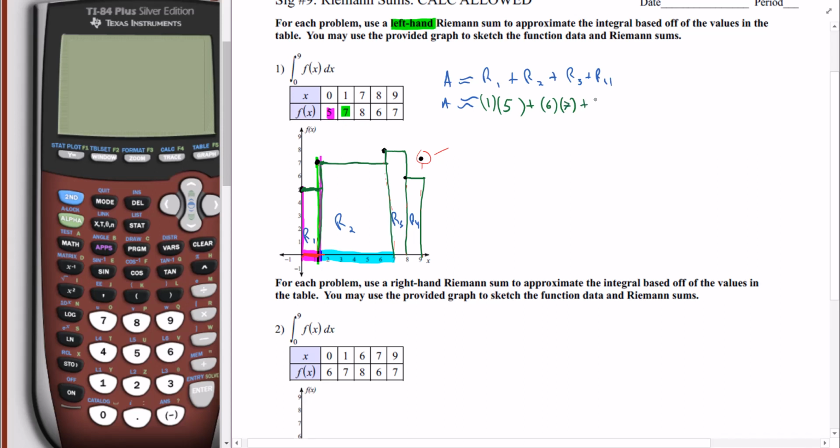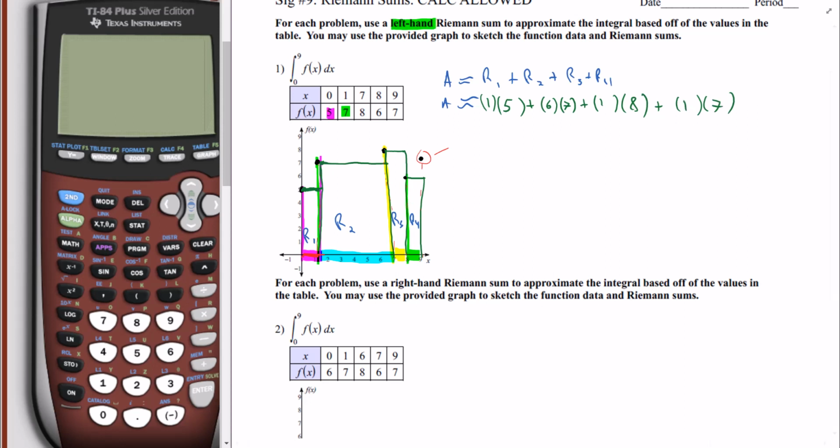Right, and then we're going to add the third rectangle, which has a base of 1 and a height of this y coordinate there. That's how we found that one, which was 8. So that's going to be 1 times 8. And then we're going to add the last one, which is going to be a base of 1 and a height of 7.